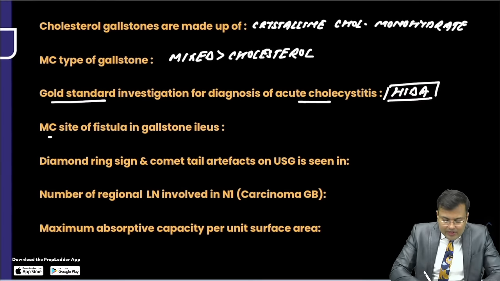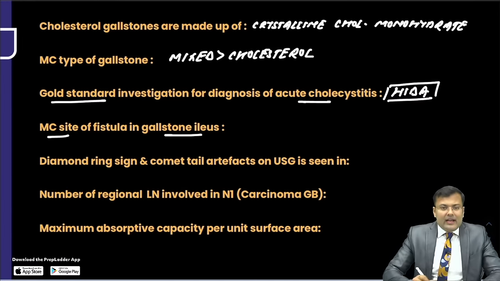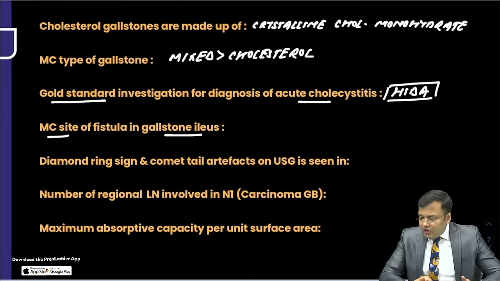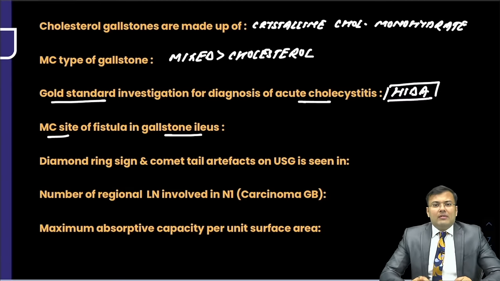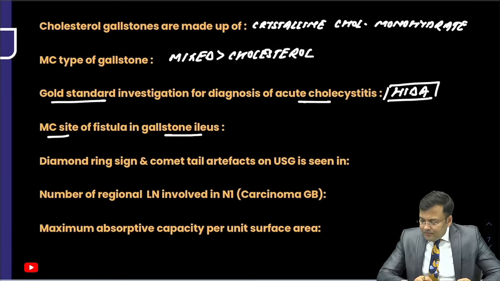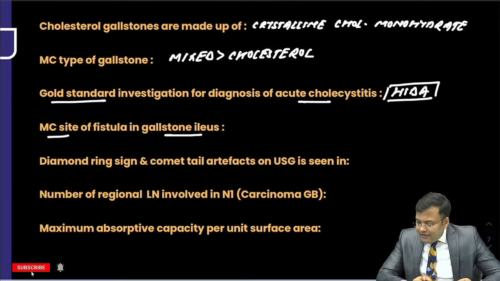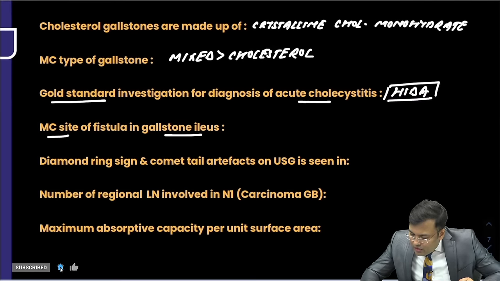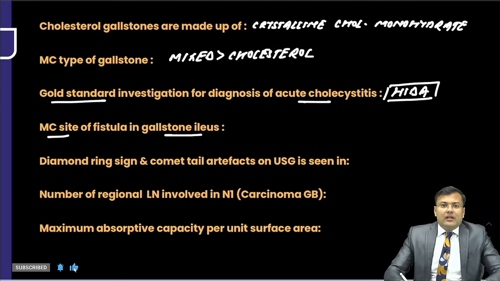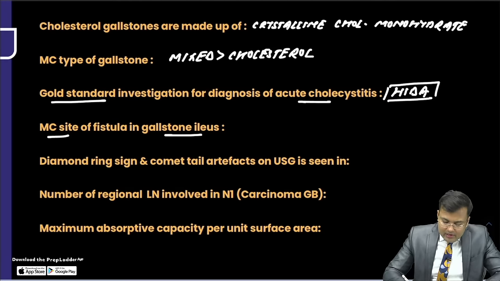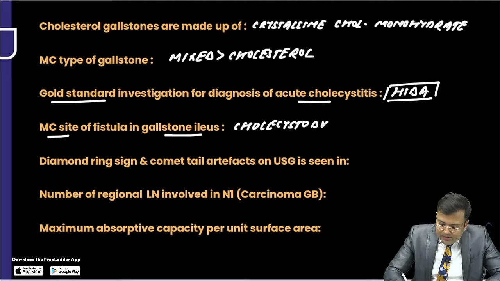Next question. What is the most common site of fistula in gallstone ileus? Gallstone ileus, tell me the name of the most common fistula, between gallbladder and duodenum. Waiting for the reply. Ankush Agarwal, first person. This is cholecystoduodenal. Clear?